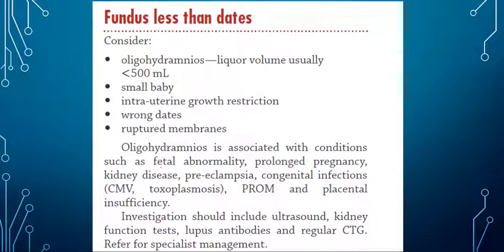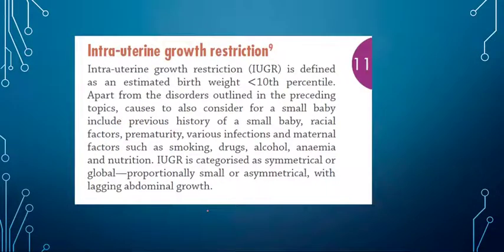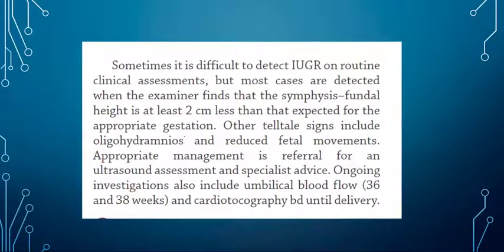Then sometimes fundal height can be less than the gestational age, and the most common cause is oligohydramnios, in which the liquor or the amniotic fluid amount reduces to even less than 500 ml. Or sometimes if it is an intrauterine growth restriction, wrong date, or small baby, that can also cause it. Investigation should start with ultrasound, kidney function test, lupus antibodies, and regular CTG. You can give it a read of IUGR, not very important.